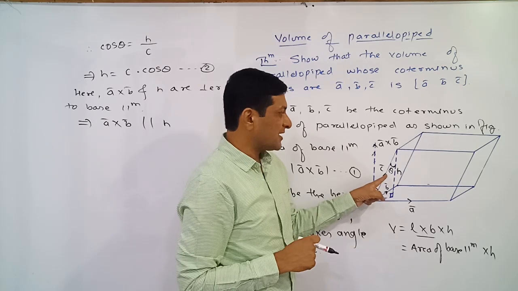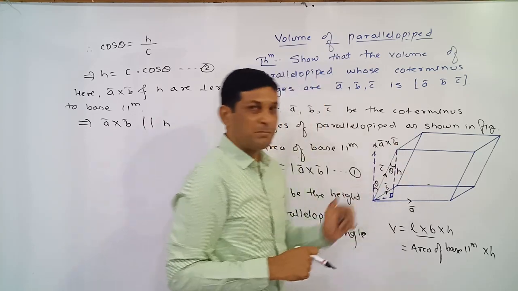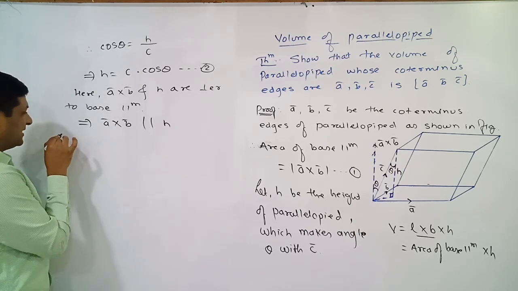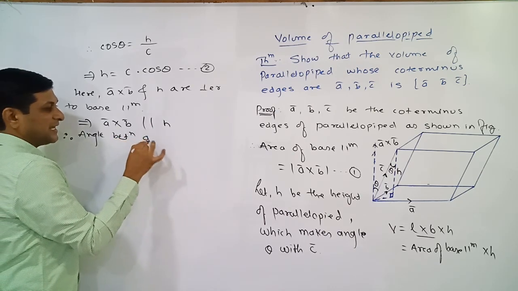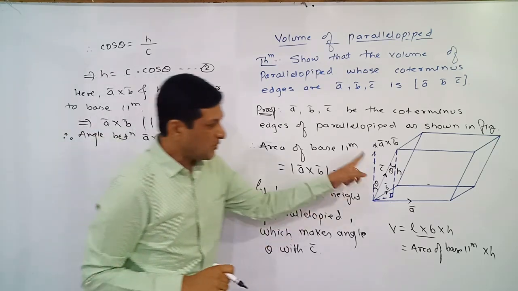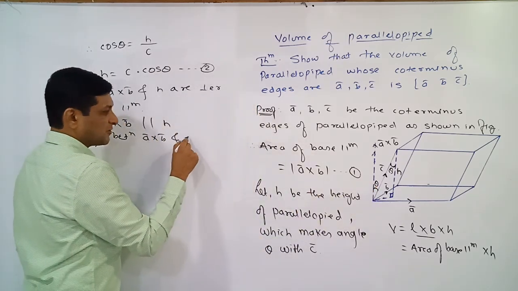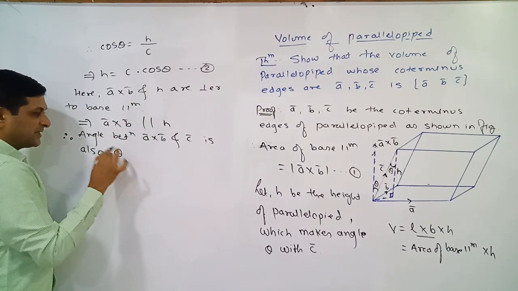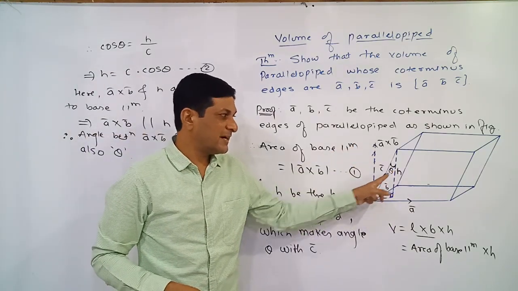That's why we can say that the angle between A bar cross B bar and C bar is also theta, because these two lines are parallel. And we know that if two lines are parallel, then the pair of alternate angles are equal. So here we can say that the angle between A bar cross B bar and C bar is also theta. Hope you have got it, that if two lines are parallel, then alternate angles are equal.